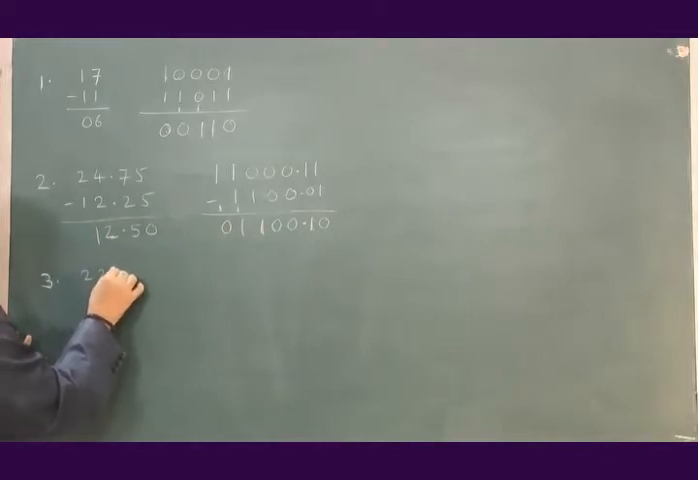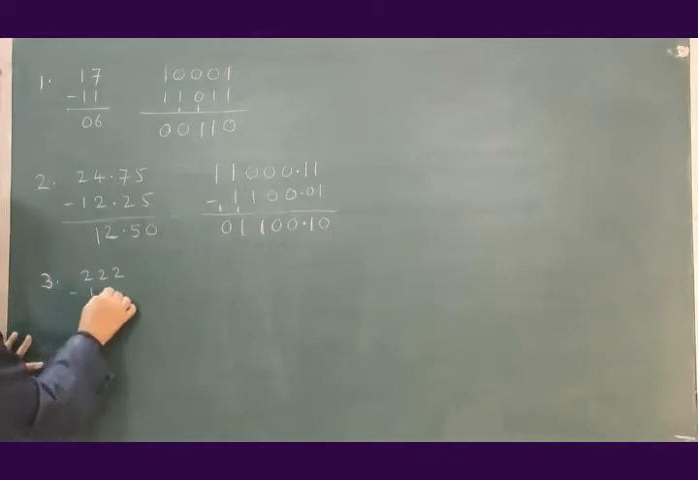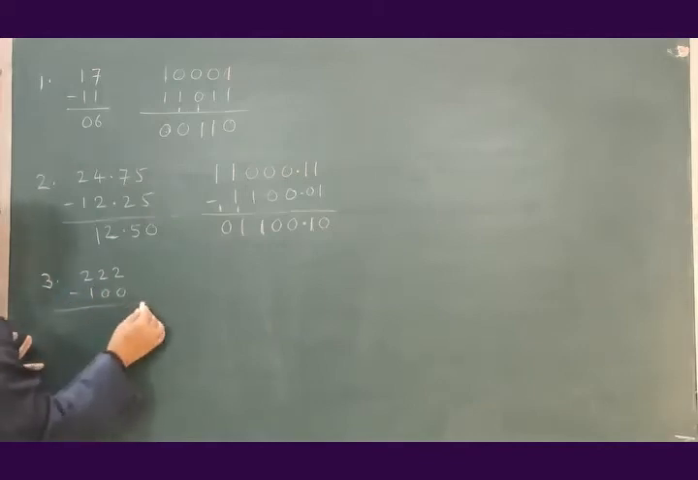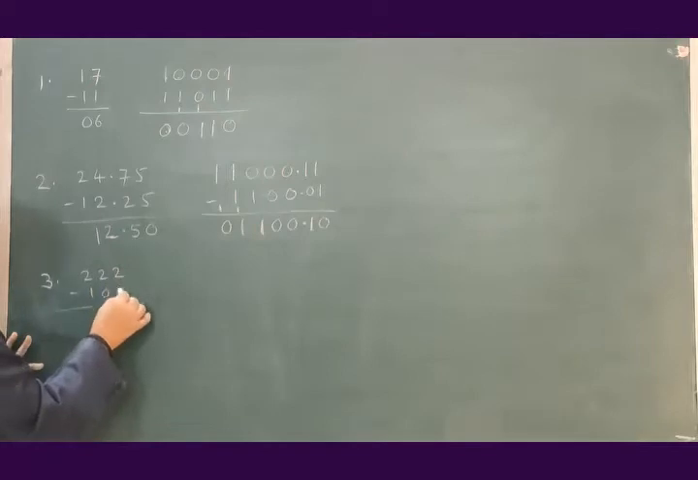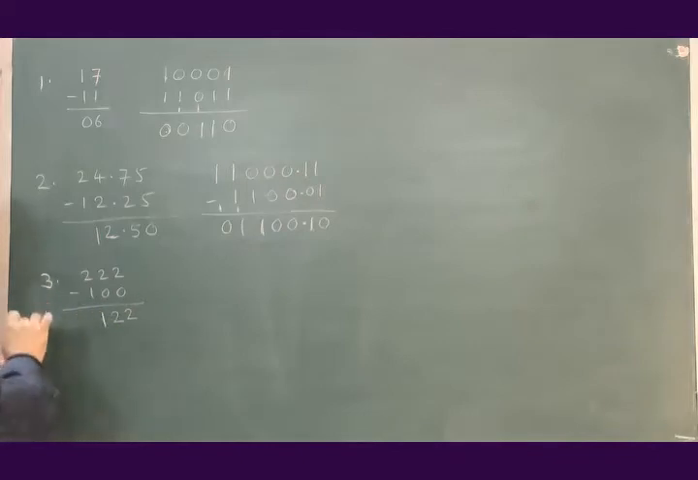(222) minus (100). In base 3 digits: 2 minus 0, 2. 2 minus 0, 2. 2 minus 1, 1. How to go for this? 222.